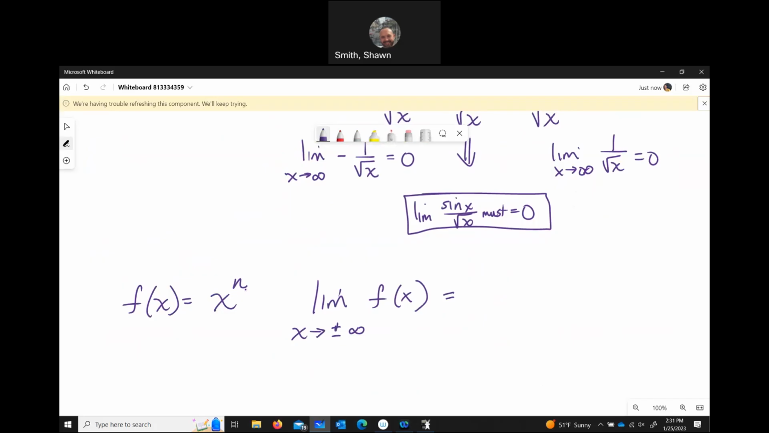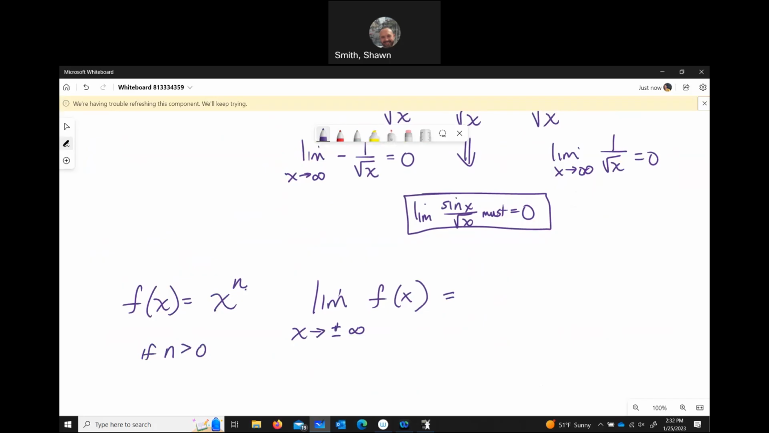All right, if I have this expression, x to the n power, as x goes to positive or negative infinity. And let's look at the positive side first. A big number, and if n is positive, a big number raised to a positive number. This is a big number, right?